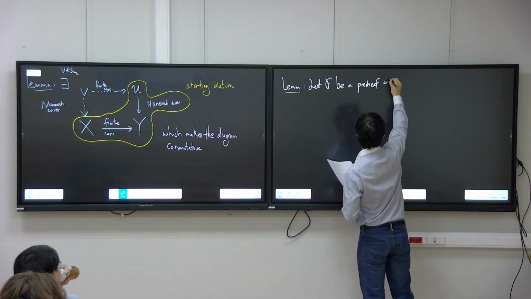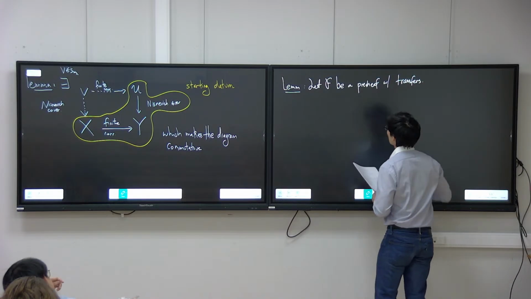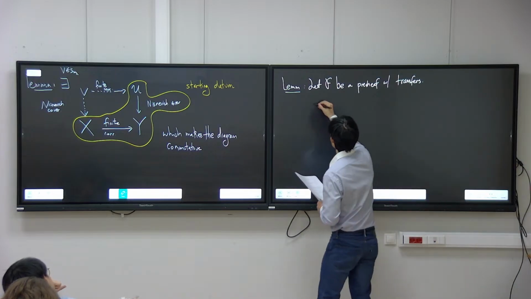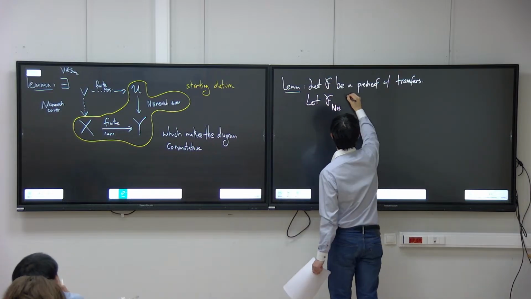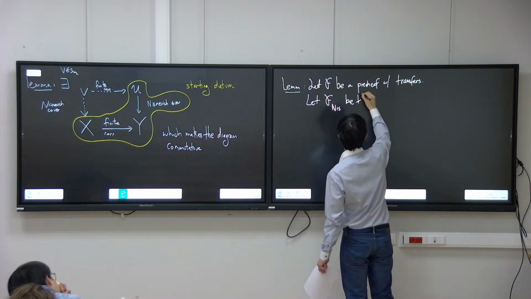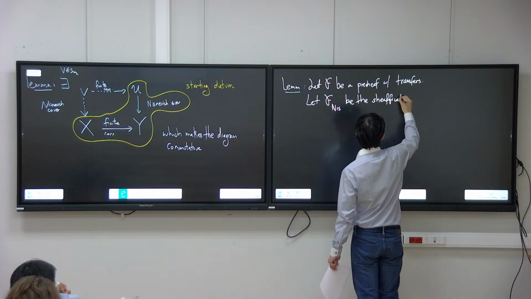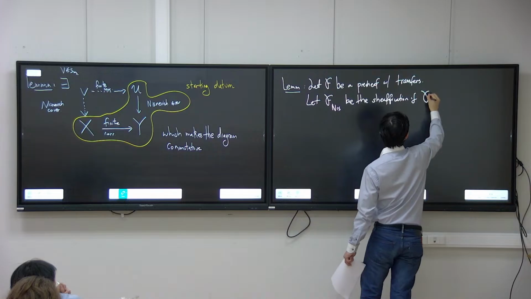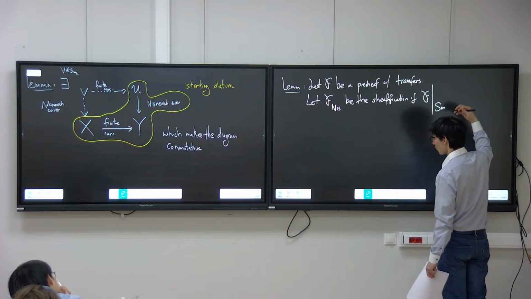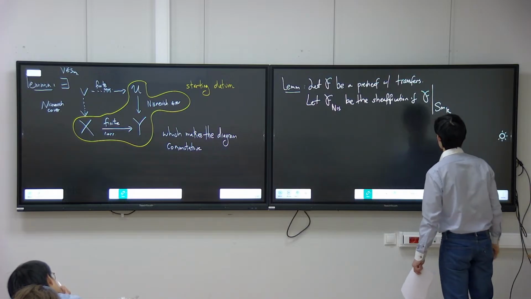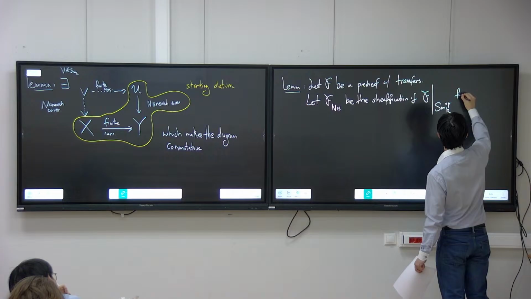with transfers, and let F Nis be the sheafification of F restricted to the category of geometric objects, smooth separated schemes, for the Nisnevich topology.